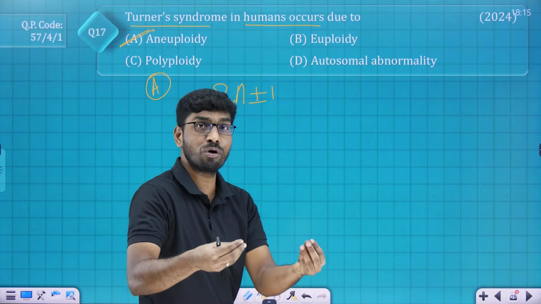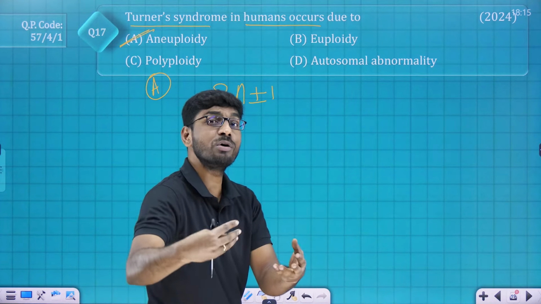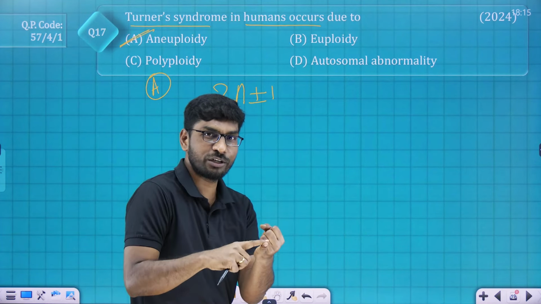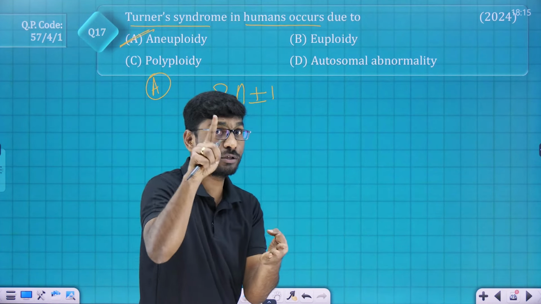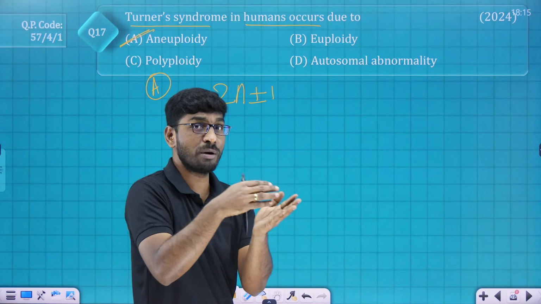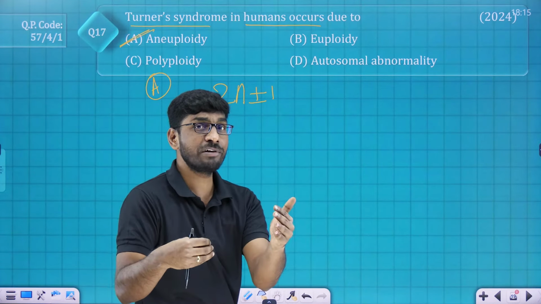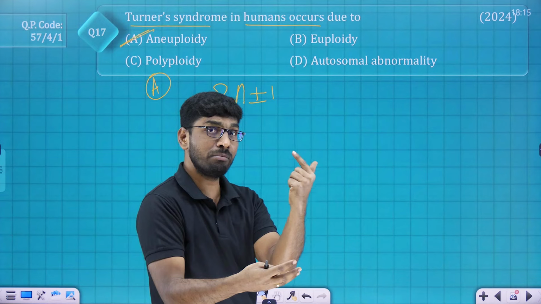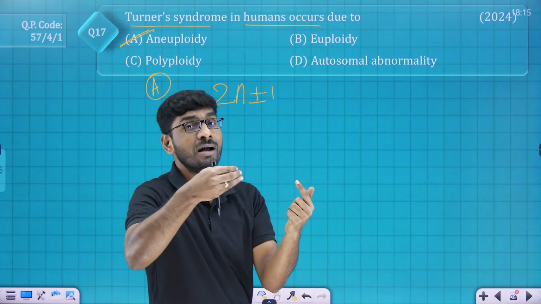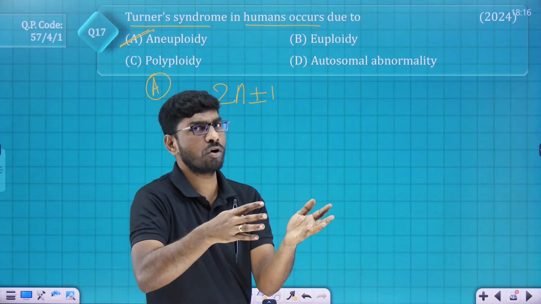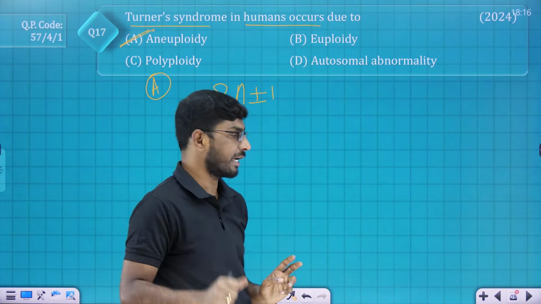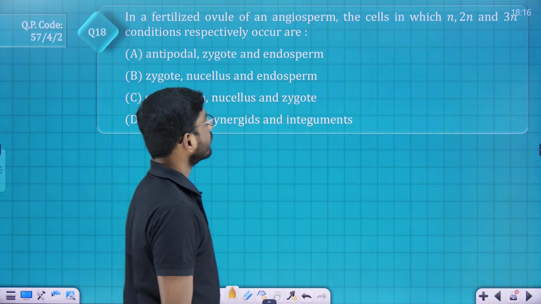Chromosomal abnormality, chromosomal mutation. Turner syndrome, Down syndrome, Klinefelter syndrome, we discussed. Turner syndrome is a monosomy in female. Klinefelter syndrome is a trisomy in male. Down syndrome is a trisomy that can occur in male and female both. 21st trisomy, right? Next question.